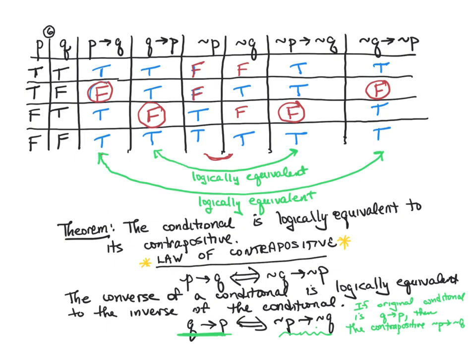So we did a little bit too much. All we had to show is that the conditional is logically equivalent to its contrapositive, and from there we could see that the converse is logically equivalent to the inverse, or vice versa. All right. And before I go on, I wanted to inquire about one thing. We know how to negate a disjunction. What would be the negation of a conditional?